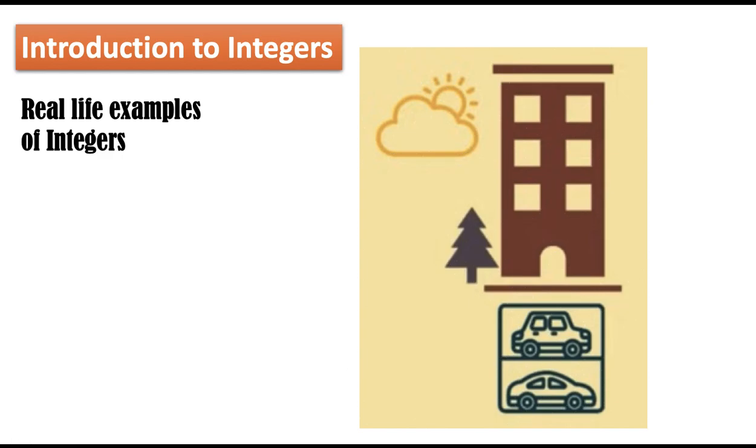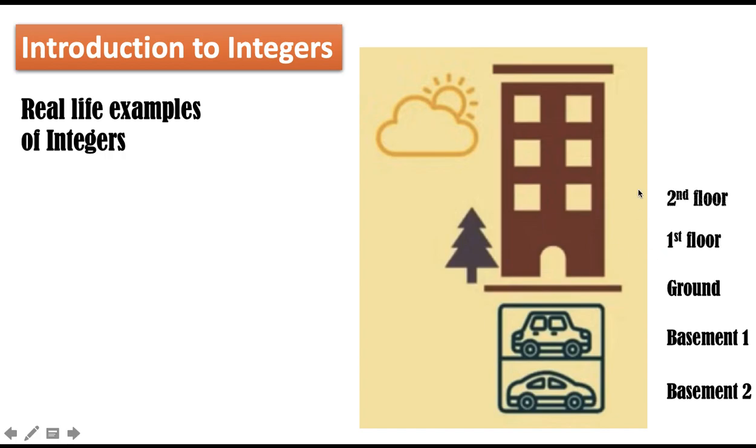So we can also see this in a building. Let's say this is the ground. There are some buildings or big hospitals wherein they have a basement for their car park. So let's say we have basement 1, basement 2. Then the next floor is the first floor, second floor, and so on and so forth. So this ground can be represented by 0.